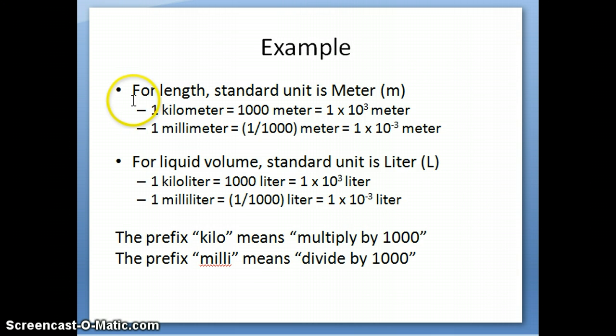Let's look at an example here. Length is expressed in units of meter in the metric system. 1 kilometer, so kilo is a prefix, 1 kilometer is defined as 1,000 meters, which is of course just 1 times 10 to the third meters. 1 millimeter, on the other hand, is 1/1000 of a meter, which is just 1 times 10 to the minus 3 meter. Now, the easy thing about the metric system is when you express another unit, for example, for volume in this case, the standard unit is liter. If we say 1 kiloliter, that is also equal to 1,000 liters, or 1 times 10 to the third liter.